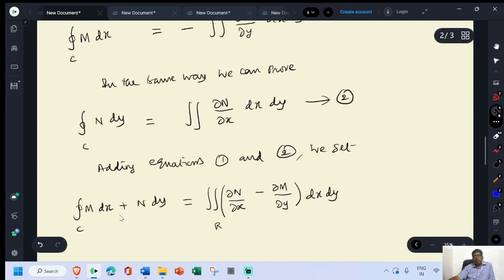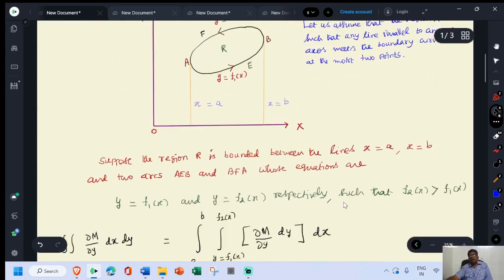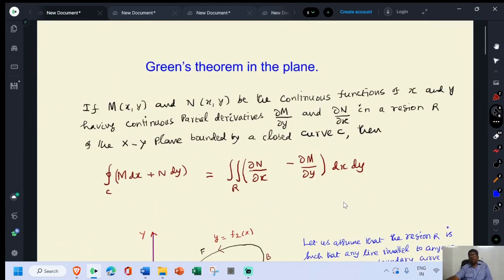Now we have proved that the integral of M dx plus N dy equals the double integral of (∂N/∂x minus ∂M/∂y) dx dy. This is called Green's theorem in the plane.